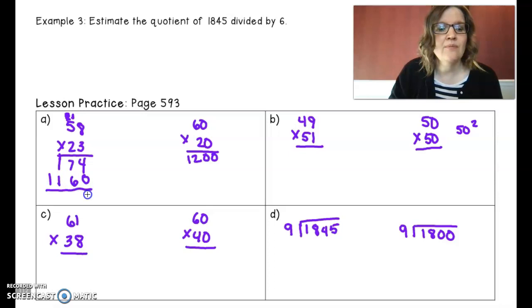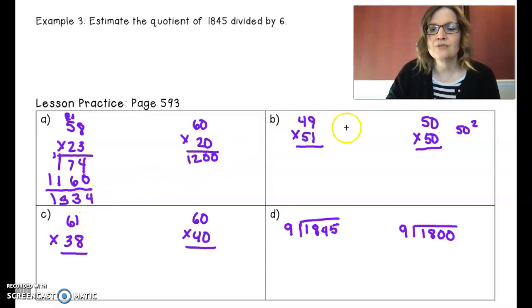Now let's add these up. 4, 7 plus 6 is 13. Carry my 1. 1, 2, 3. And 1. So our answer is 1,334. Let's go to our next one.